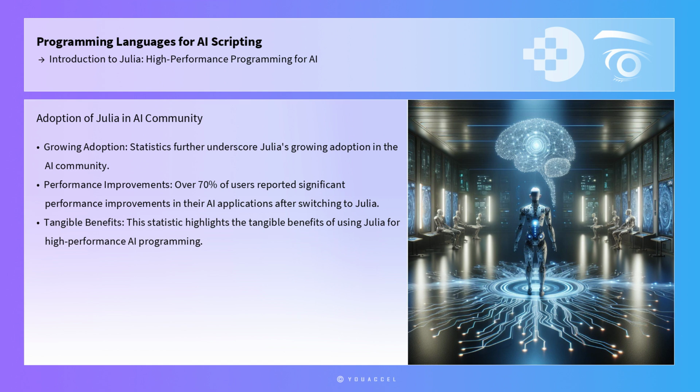Statistics further underscore Julia's growing adoption in the AI community. A survey conducted by the Julia Computing Organization revealed that over 70% of users reported significant performance improvements in their AI applications after switching to Julia from other languages. This statistic highlights the tangible benefits of using Julia for high-performance AI programming, reinforcing its status as a preferred choice for professionals seeking to enhance their computational capabilities.